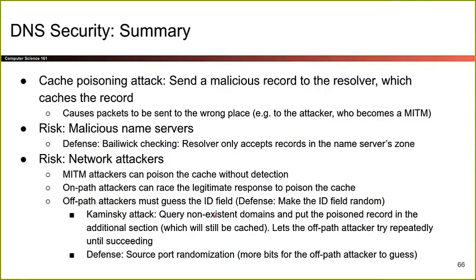So they can query non-existent domains and put the poison record in the additional section, which can be cached. And this means the off-path attacker can actually try over and over and over again, thousands of times until they win. The way to defend against that is to use source port randomization, which adds more bits to guess. And that makes Kaminsky almost impossible today. So this is about as good as we can get with regular DNS.